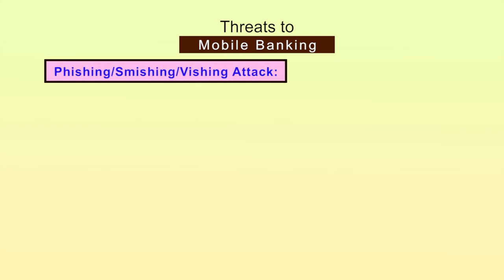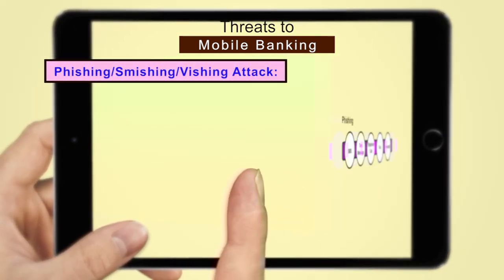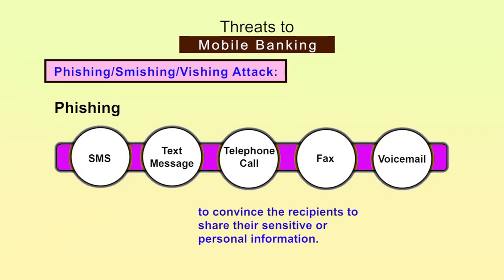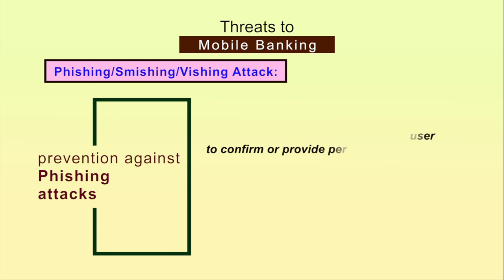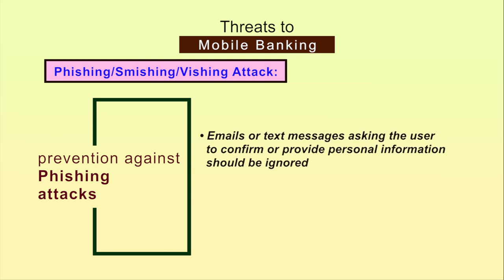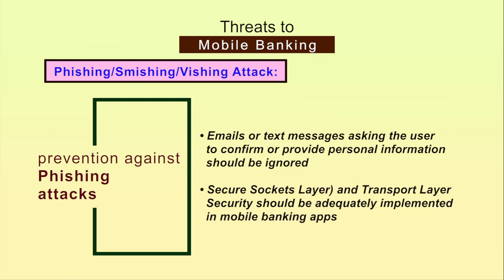The second threat is phishing, smishing or vishing attack. An attacker attempts phishing onto the mobile phone through SMS, text message, telephone call, fax, voice message, etc. with the purpose to convince the recipient to share their sensitive or personal information. For prevention against phishing attacks, emails or text messages asking the user to confirm or provide personal information like debit card, credit card, ATM pin, CVV, expiry date, password, etc. should be ignored. Secure socket layer and transport layer security should be adequately implemented in mobile banking apps, thus helping to prevent phishing and man-in-the-middle attacks.